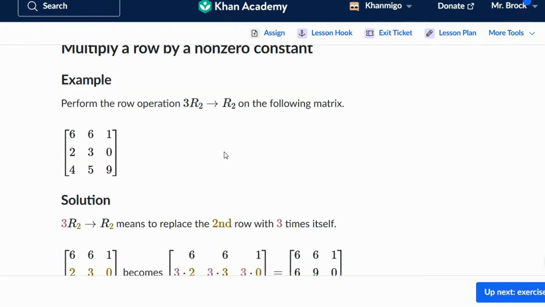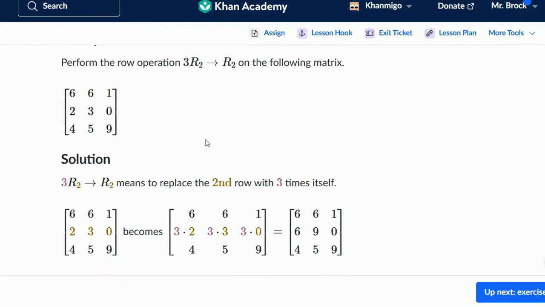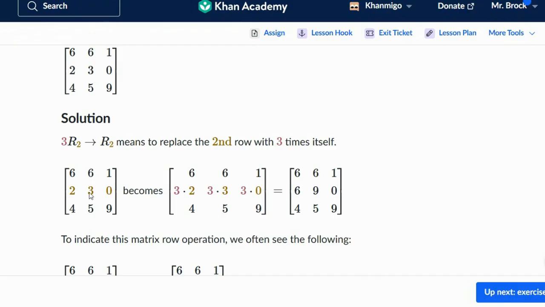Okay, now let's look at multiplying a row by a non-zero constant. You may see this command. It says 3R2 is the new R2. So that means take this matrix, and the second row of the matrix is 2, 3, 0. We would multiply all of the elements times 3. 3 times 2, 3 times 3, 3 times 0. So this matrix becomes this one over here.